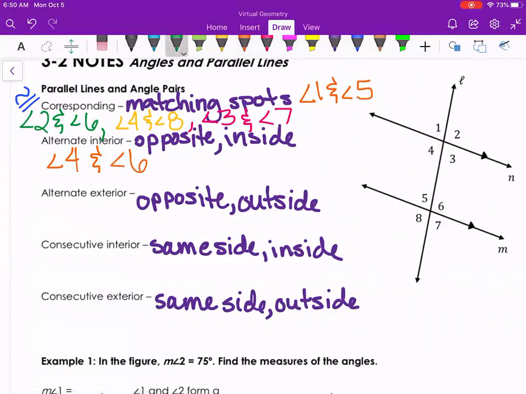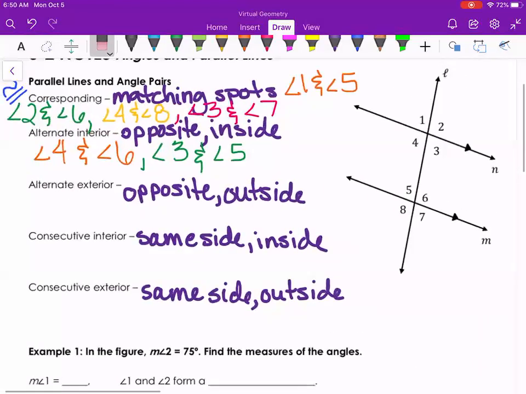Now let's look at the other side. What if I started at angle 3? Angle 3 is on the right side, so I need something on the left, either 4 or 5, again inside the parallel lines. But it cannot be angle 4, because 3 and 4 are a linear pair. They're neighbors. So it's got to be angle 5. And those are our only two alternate interiors.